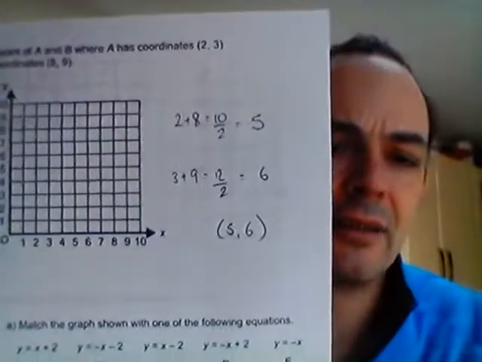Moving on to question 3. We've got to find the midpoint of A and B, where A's got the coordinates 2, 3 and B is 8, 9. It gives you a grid if you want to write on it, but you don't have to. Okay, so I'm going to choose not to. I'm just going to do our formula. I'm going to add the 2 x's together. 2 plus 8, which is 10. Divide by 2 and get 5. Add my y's together. 3 plus 9 is 12. Divide by 2 and get 6. So my midpoint is 5, 6.